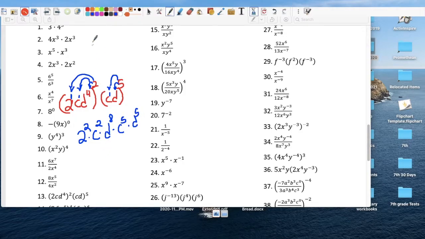d5. Now I can simplify something. 2 squared is 4. I have these two c's, right? C to the second, c to the fifth. That gives me c to the seventh. And d8 and d5 gives me d13. Okay.